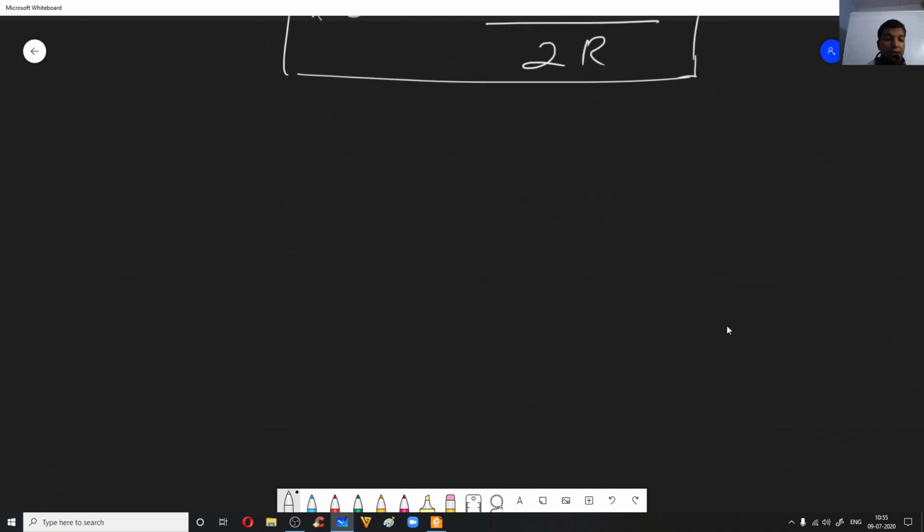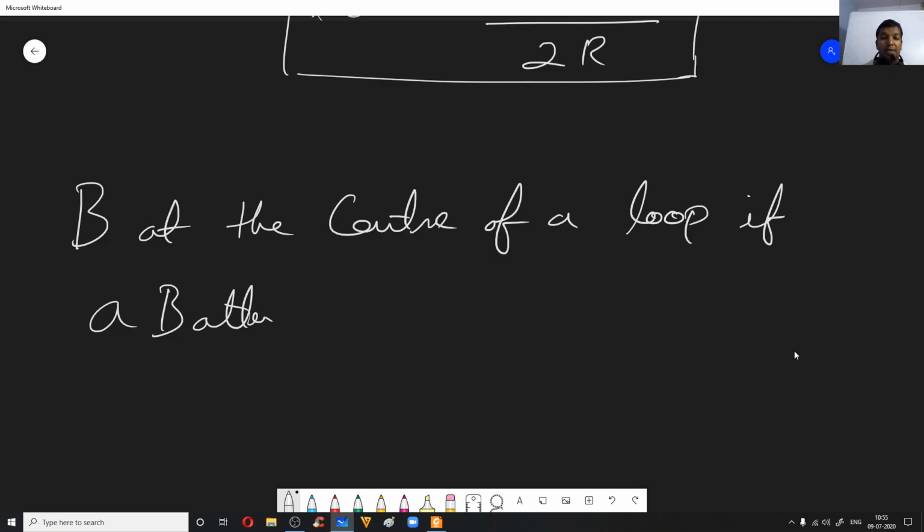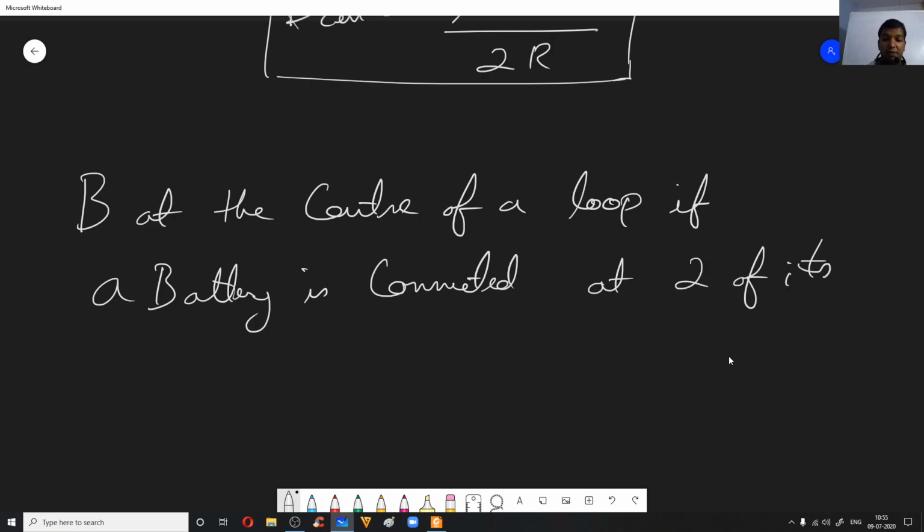Now let us understand a few tricky parts here. The problem goes like this. Say the question will be like this: what is the magnetic field at the center of a loop, if a battery is connected at two of its points, at any two locations on the loop?